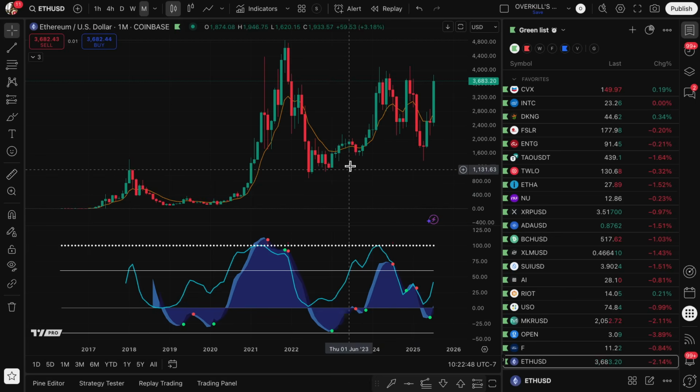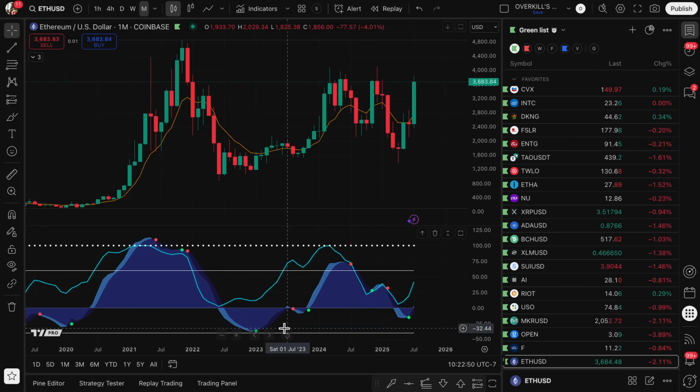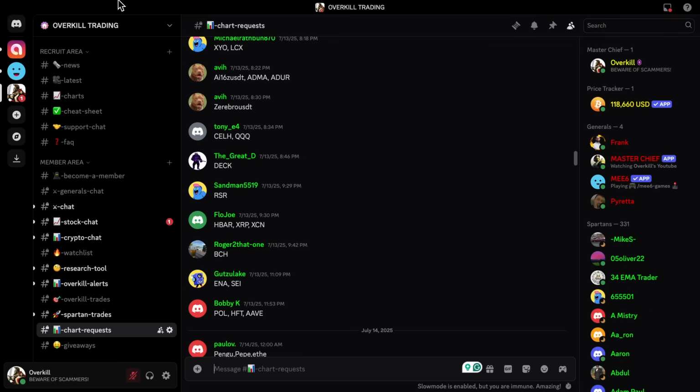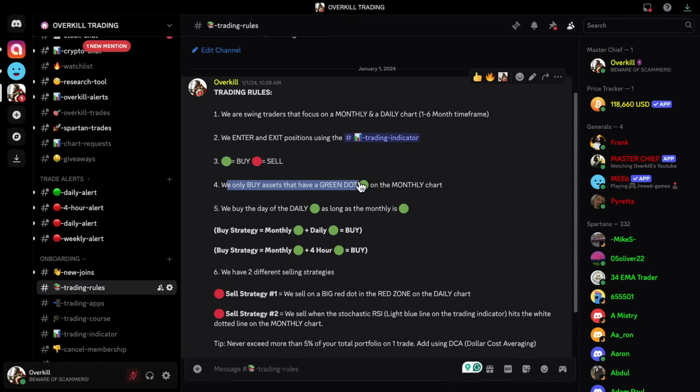They go up and they go down. They go up and they go down. Our goal is to catch the bottom of the wave and ride it all the way to the top. And we have sell strategies that help us do that as well. So again, that most important rule is going to be the monthly. And then we have 2 buy strategies. I've added in one, but they're pretty much the same thing. So we want to buy the day of the green dot as long as the monthly dot is green.